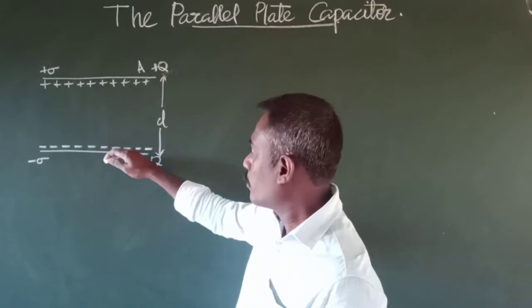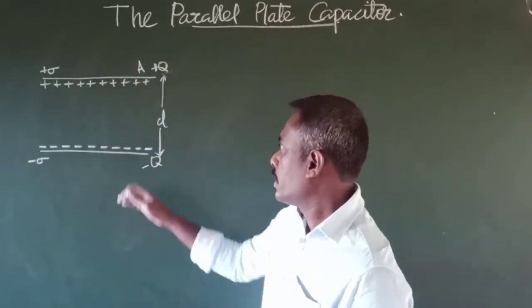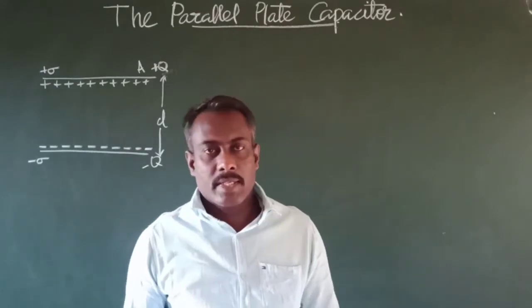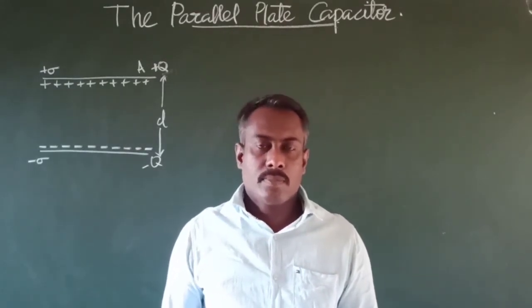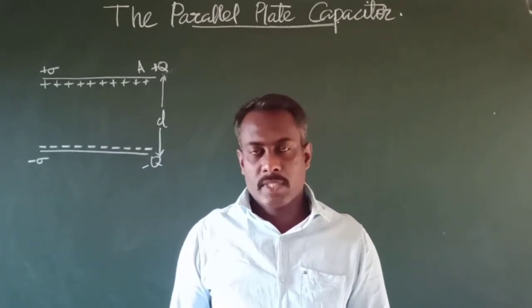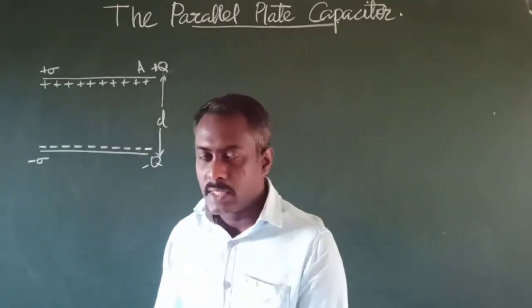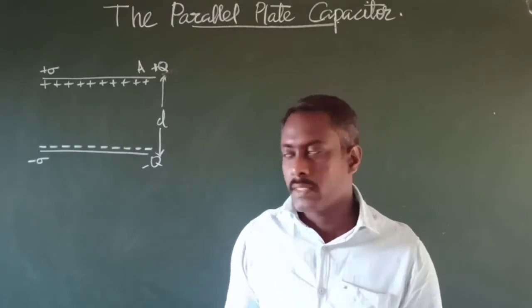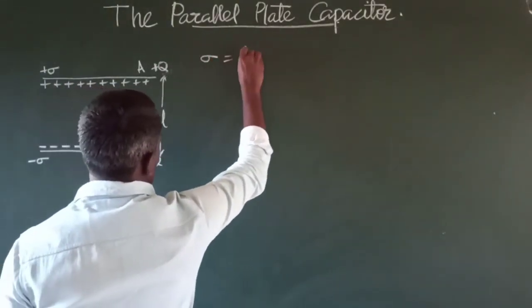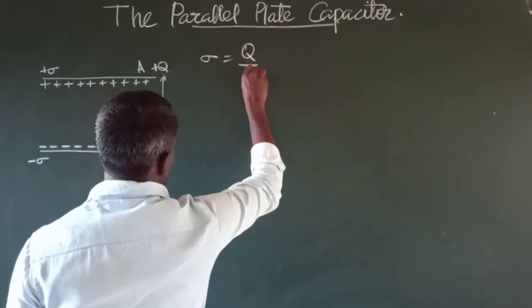So the surface charge densities are plus sigma and minus sigma. Since both conducting plates have the same area, they will act as infinite plane sheets of uniform surface charge density. The surface charge density can be defined as sigma is equal to Q divided by A.